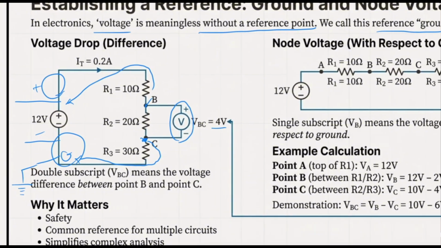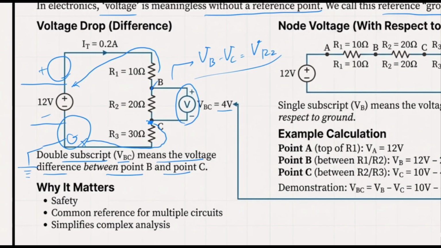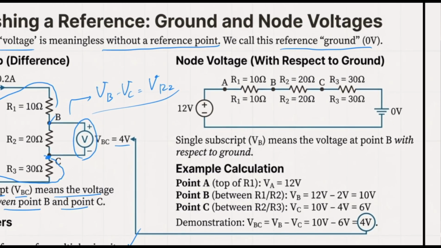As you can see, I have the difference between VB and VC as my voltage drop in R2 itself. So this one is going to have double subscripts. It's going to be VBC. It means VB subtracted by VC, the voltage difference between point B and point C. Why does that matter? Because the very first thing is safety. We have to know where the ground is. It's a common reference for multiple circuits. Again, we use G as reference, and in order to simplify all of those complex analyses, we need to know that.